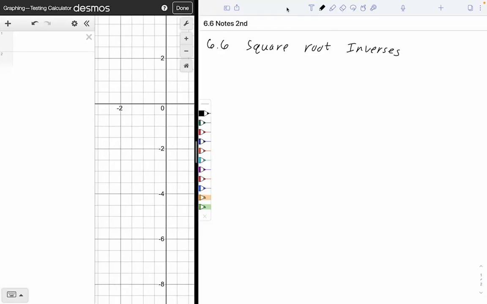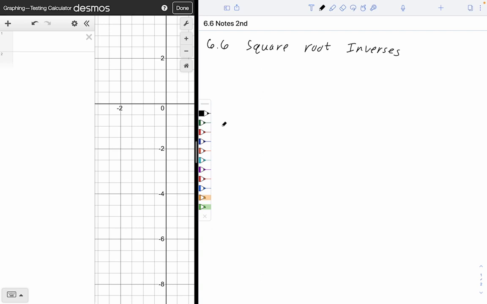Okay, so again, 6.6 is the last section of the unit. This is going to be 6.6 square root inverses. We are a little bit low on time, so I'm just going to show you how to do it. I'm not going to spend much time getting into the concept today. We just got to, here's how you do it, okay?